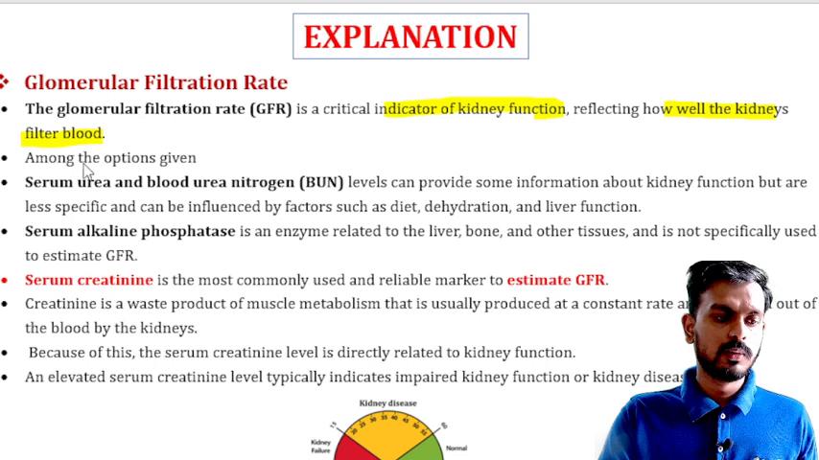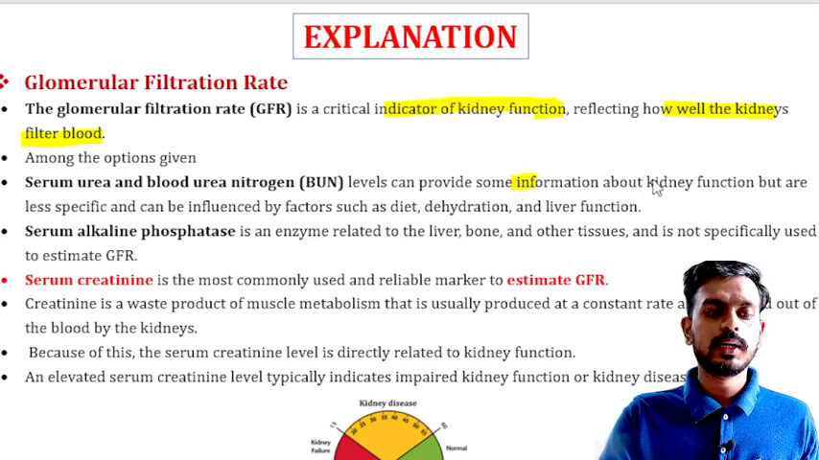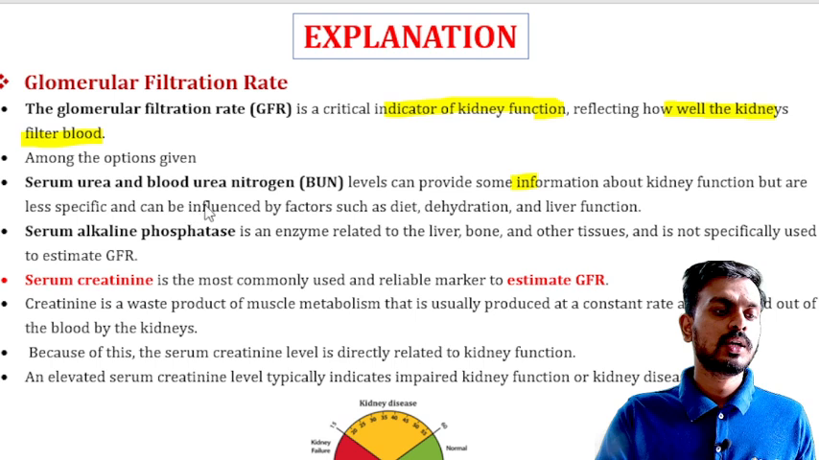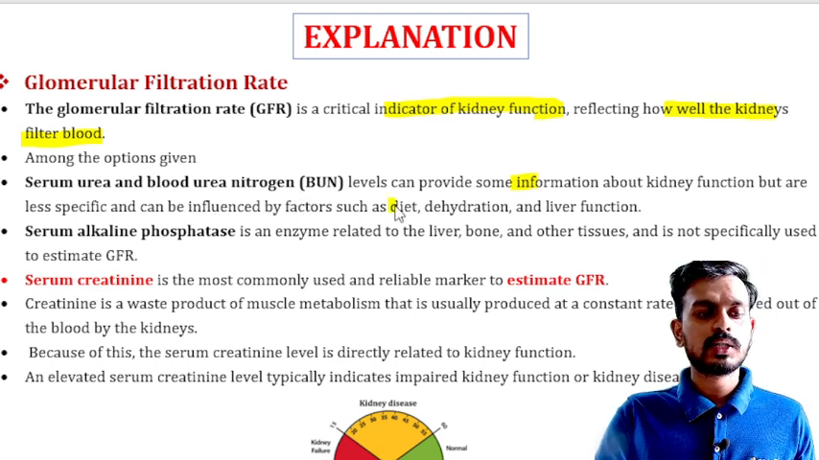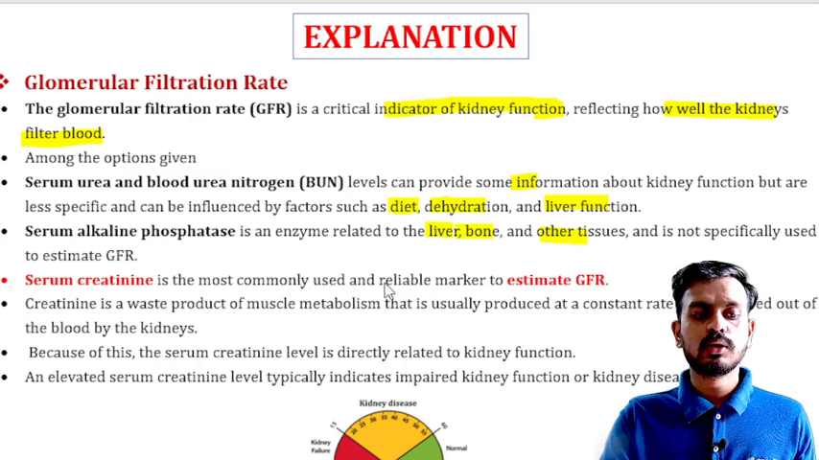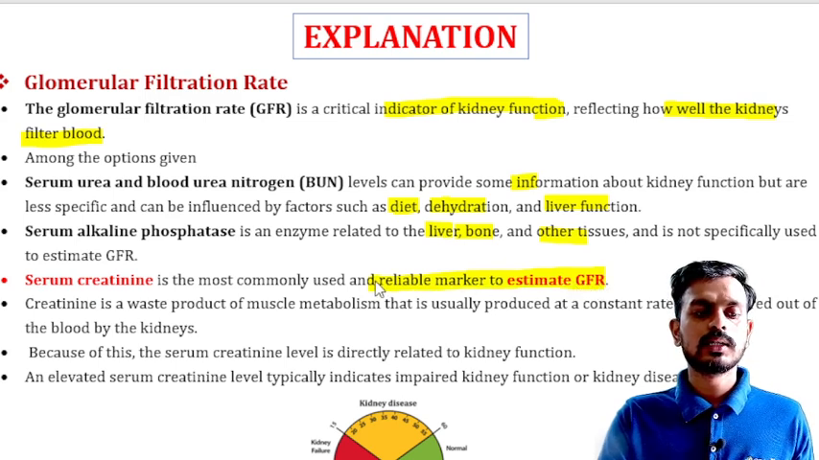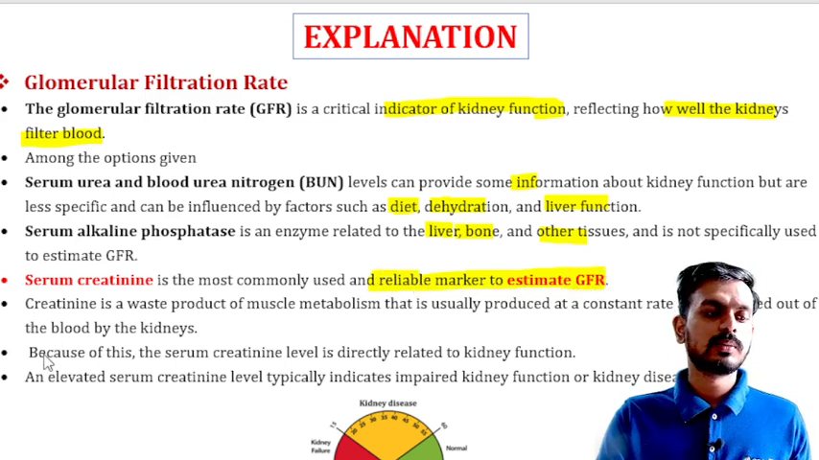Among these, blood urea nitrogen level provides information about kidney function, but is less specific and can be influenced by factors such as diet, dehydration, and liver function. Serum alkaline phosphatase is an enzyme related to liver, bone, and other tissue, not specific for estimation. However, serum creatinine is most commonly used as a reliable marker for estimation of GFR.